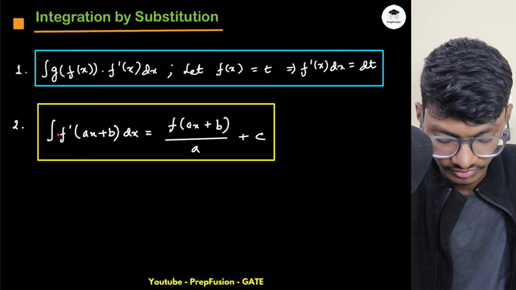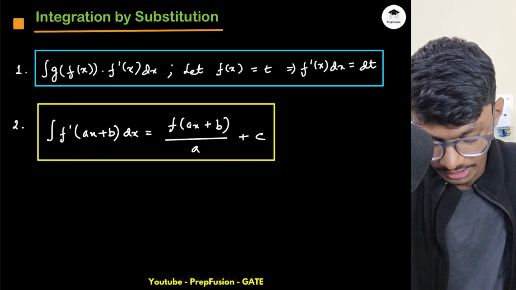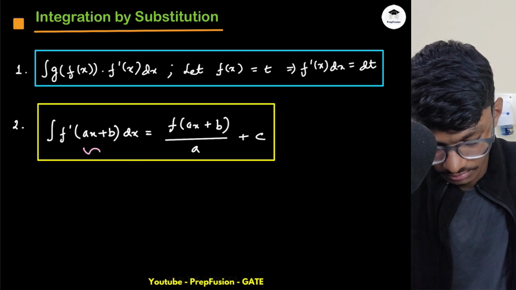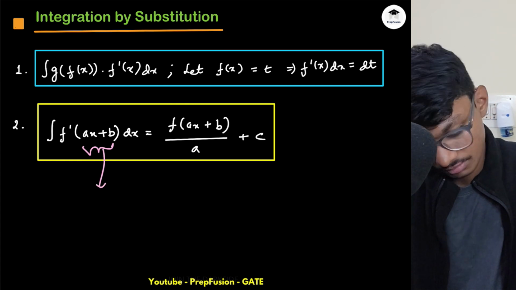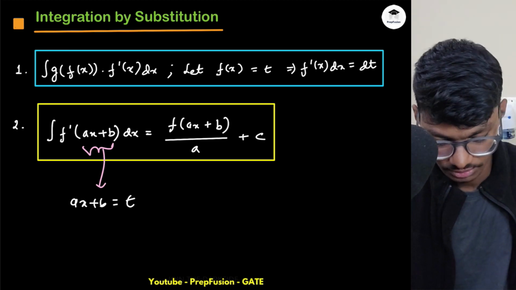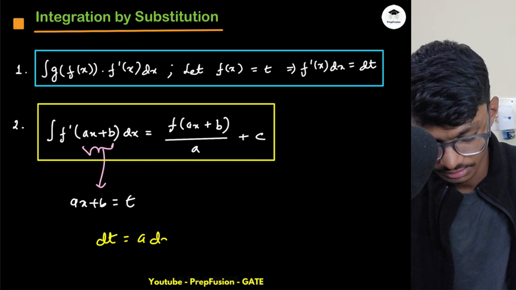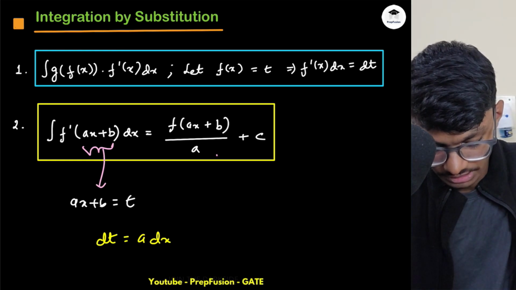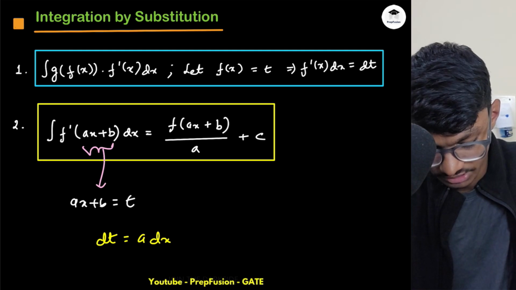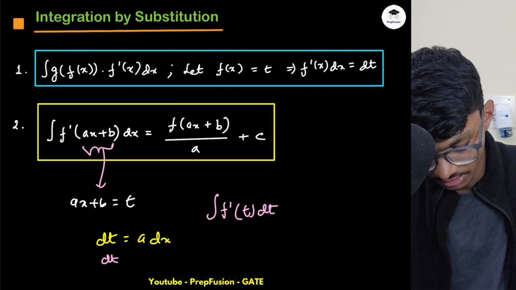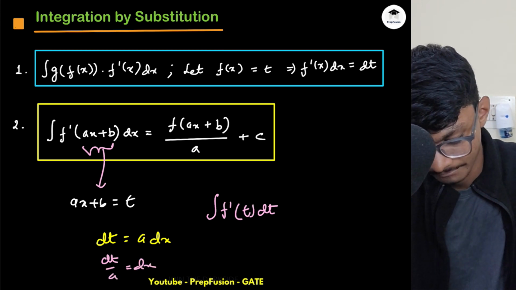Let's just take this example. Here I have f dash of ax plus b. So what I can do is name this ax plus b as t. ax plus b is equal to t. Now dt equals a dx, because b is a constant, its derivative will be 0. So if I integrate, this function will become f dash of t dt into a also. Like dx will be equal to dt upon a, so I will divide by a.